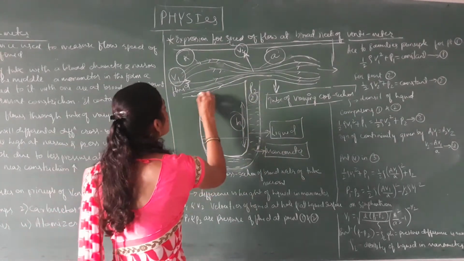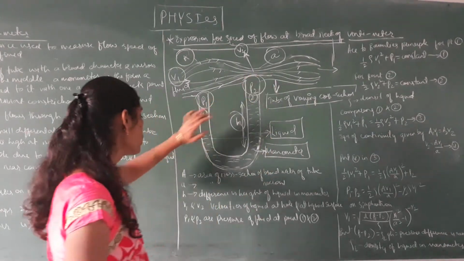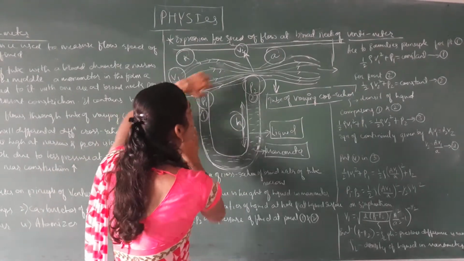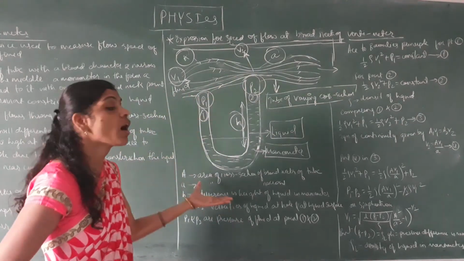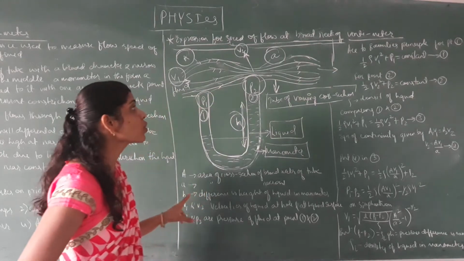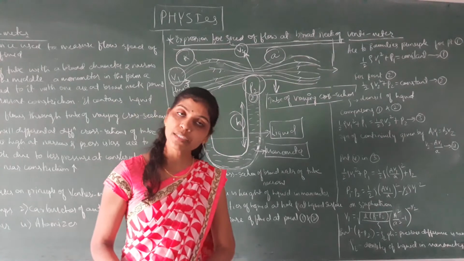And here P1 is the pressure at point 1 and P2 is the pressure at point 2. So these are the pressure of the fluid at point 1 and at point 2. So this is all about the explanation of the manometer tube, or you can write it in your own words. Then how are we going to derive this according to Bernoulli's principle?